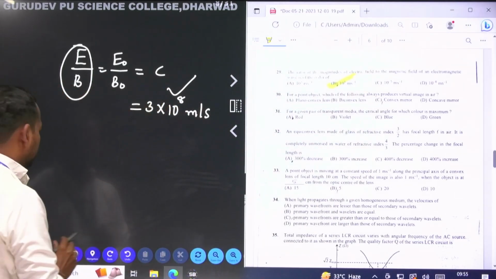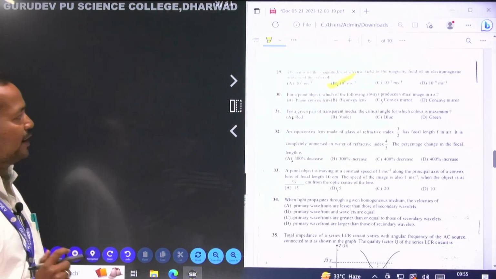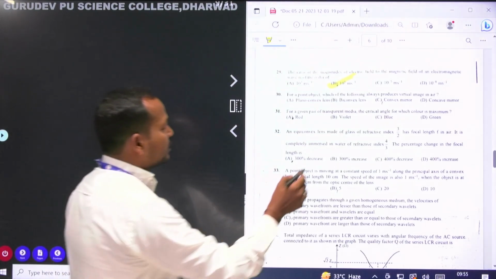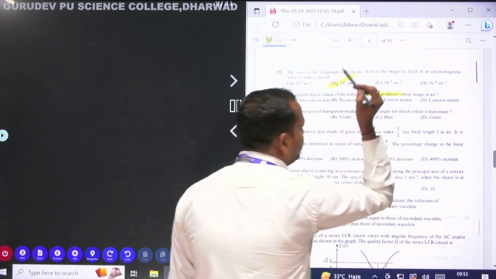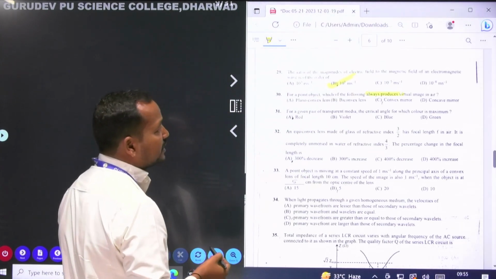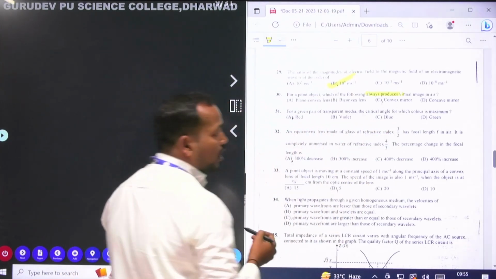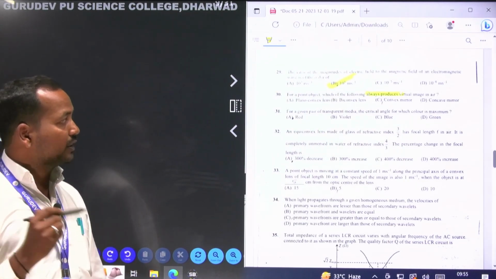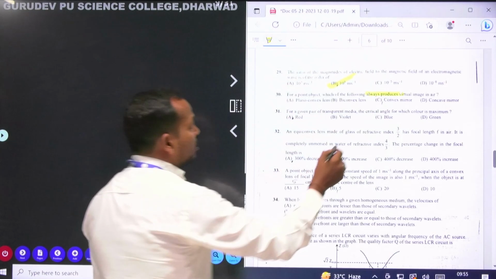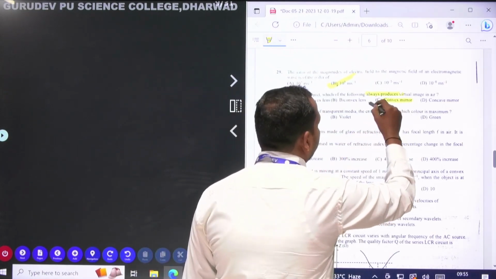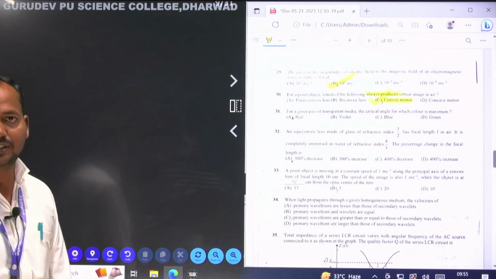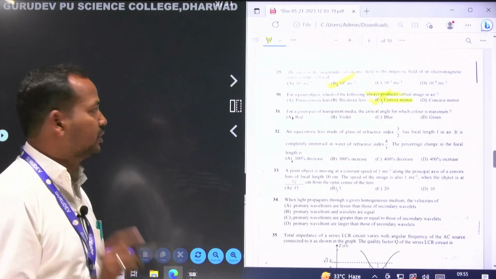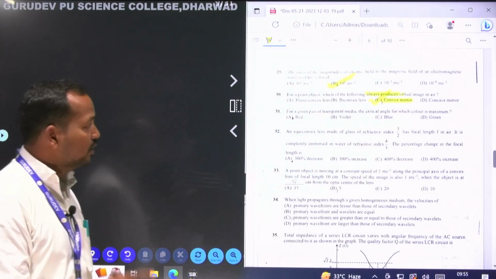Now next, 30th question. That is, for a point object, which of the following always produces a virtual image? Here the word is always. That is very much important, and they are asking about lens. So out of these, plano-convex lens, biconvex lens, convex mirror, concave mirror, the convex mirror is the correct answer, which always produces a virtual, erect and diminished image. So for the 30th one, option is C.